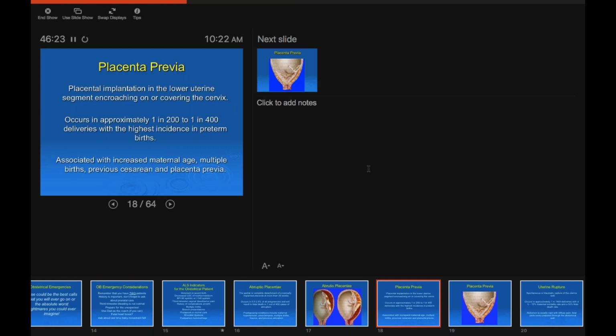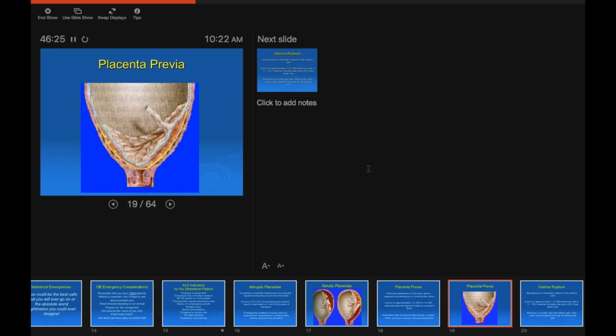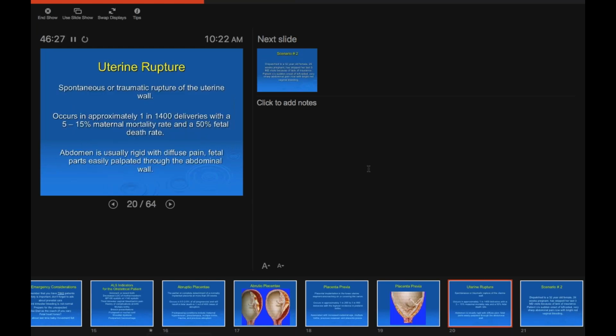And it's also dark in color. Don't forget that part too. Yeah. All right. A uterine rupture. That sounds pretty bad, right? Yes. Right. So this is a spontaneous or traumatic rupture of the uterine wall. This occurs in approximately 1 in 1,400 deliveries, with a 5 to 15% maternal mortality rate and a 50% fetal death rate. So as you can see, this happens 50% of the time, so 1 out of every 2. Think about it, will be a death.